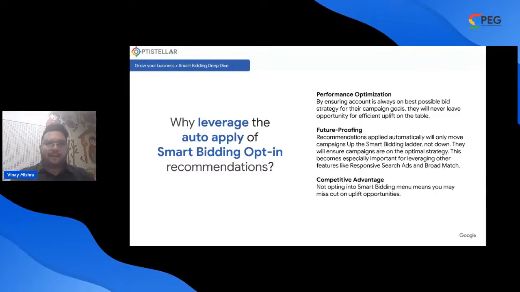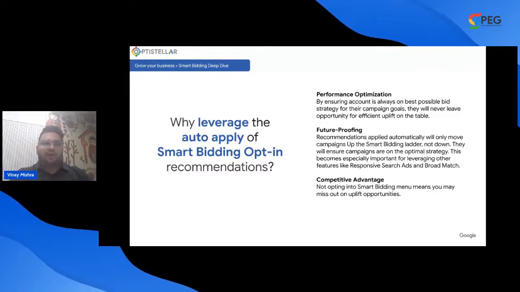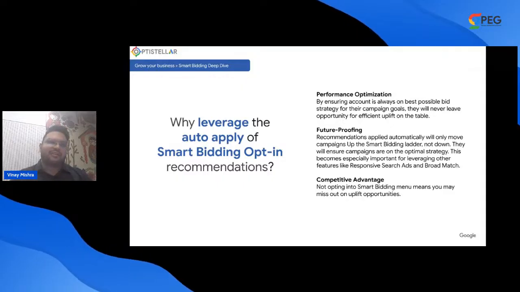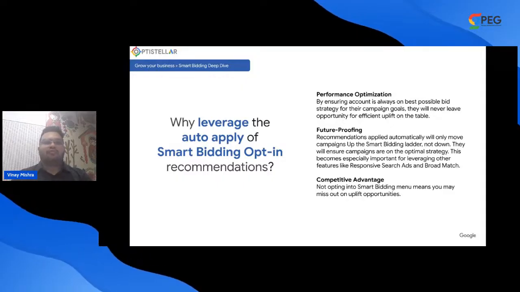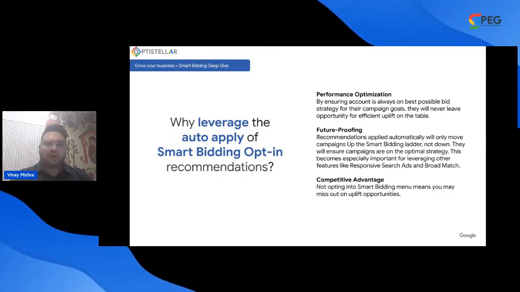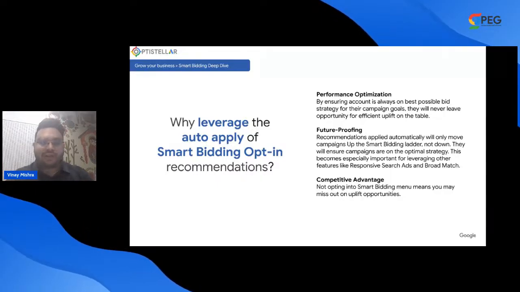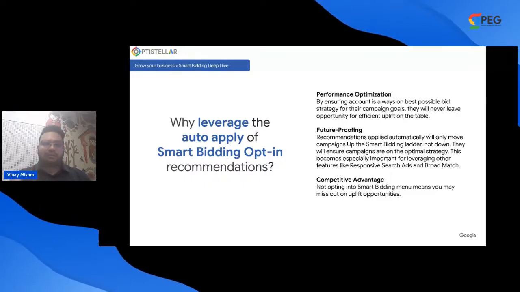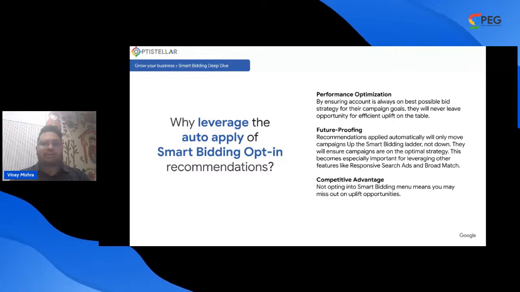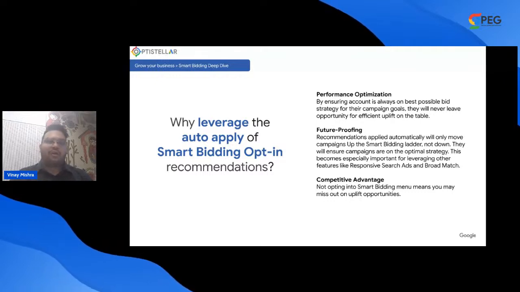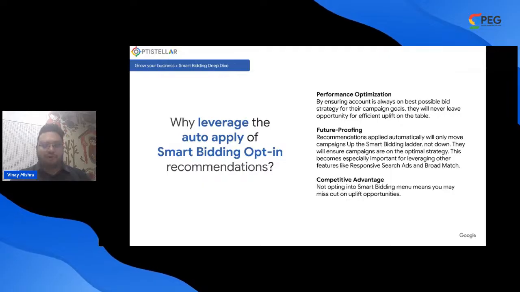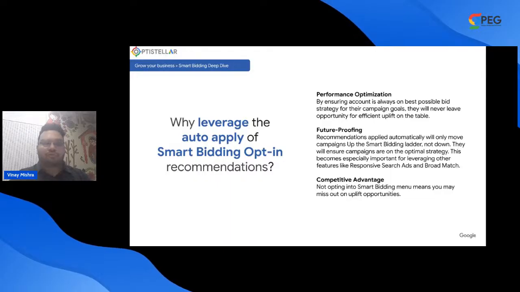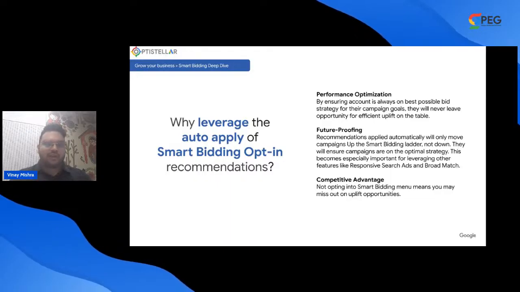Great. Now it is important that we ensure the account is always on the best bidding strategy, to move up the ladder, not down, right? Hence it is important that you leverage your auto apply smart bidding opt-in. When you're doing that, you're focusing on performance optimization, helping you drive more performance in terms of conversions, and at the same time helping you achieve the campaign goals you already set for your campaigns.